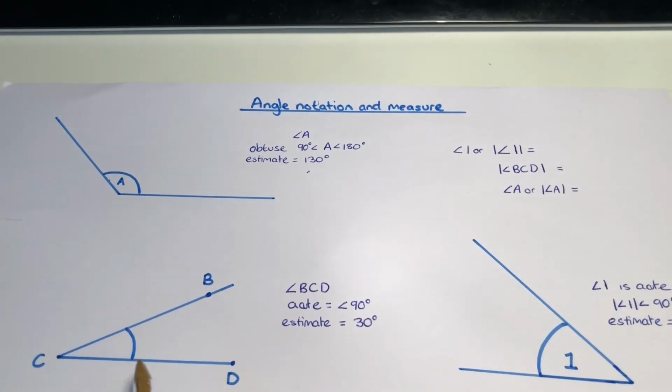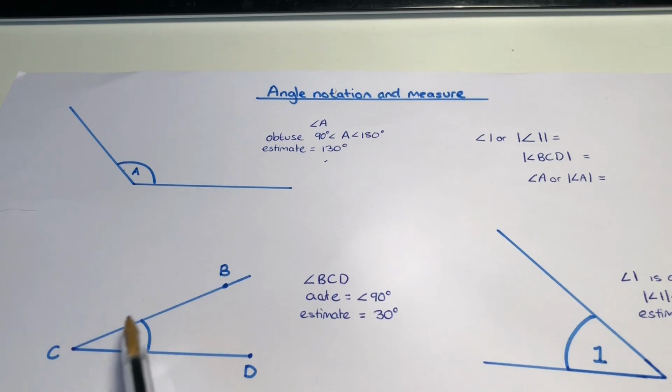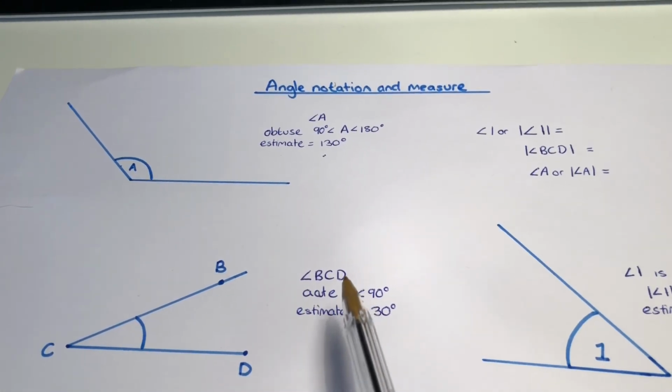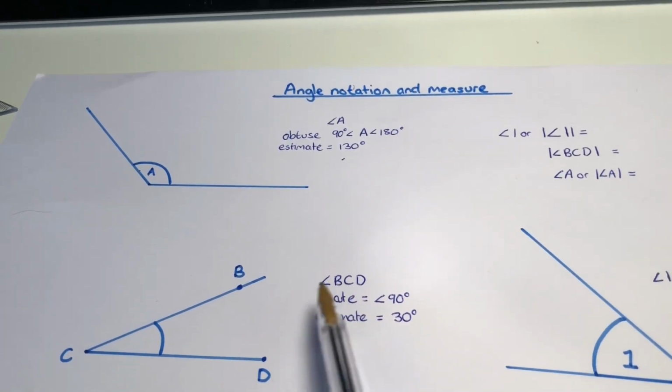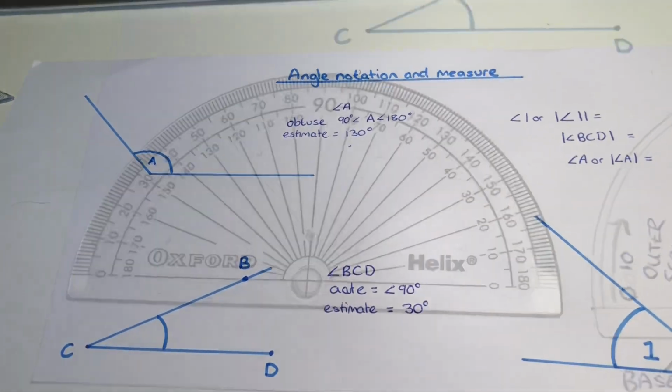That's still talking about the same angle, it's just going from this arm to the vertex and then following the ray. So it doesn't matter whether it's BCD or DCB, but the middle letter will always stay the same, and that's the vertex, and that's where the angle will sit.